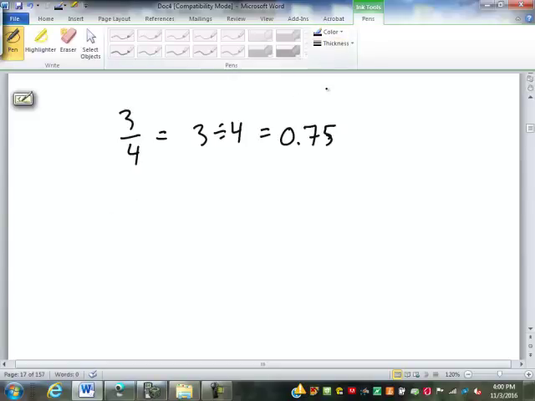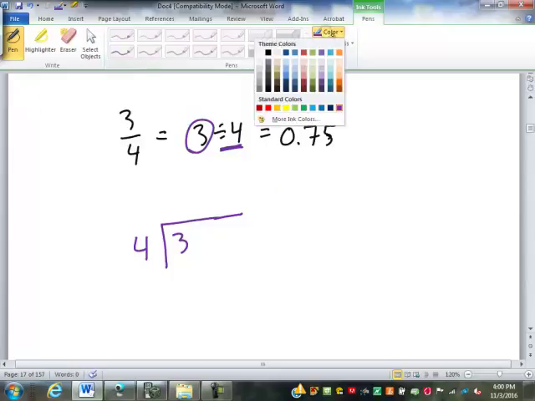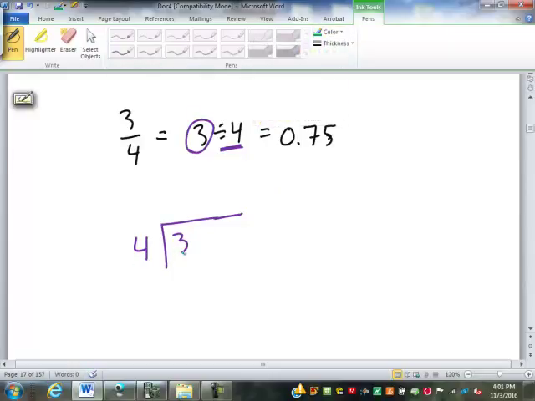3 divided by 4. Which one's going to go inside the symbol here? The one that is getting divided. 3 is being divided by 4. We're dividing by 4, so 4 goes outside. 3 has to go inside. Now, 4 does not go into 3, so we've got to leave it blank above the 3. But there's no next digit to go to. So I have to put in a decimal point. I have to bring that decimal point up. Then I can put in a 0.